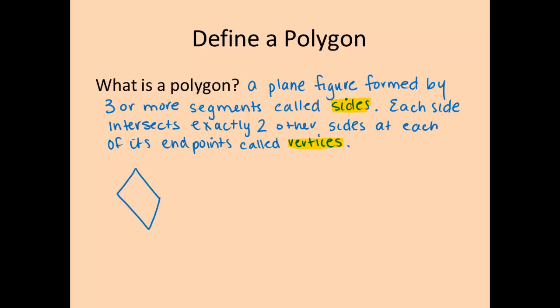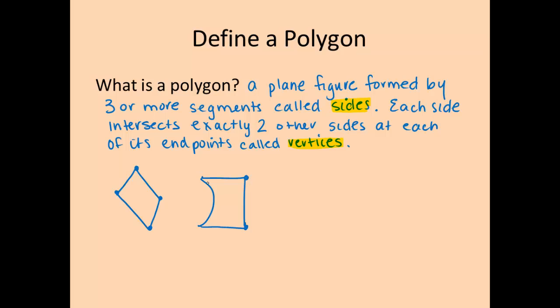This is a polygon. It is a two-dimensional figure with at least three sides. This one has four sides. The sides are these segments. Each side intersects exactly two other sides at the endpoint. This has four segments and four vertices. It is a polygon.